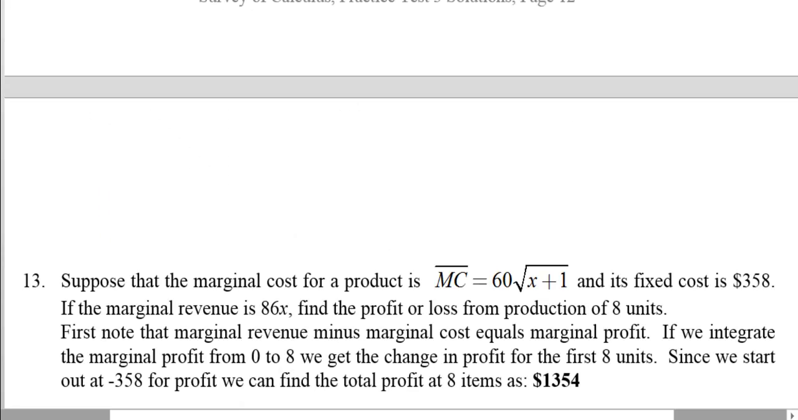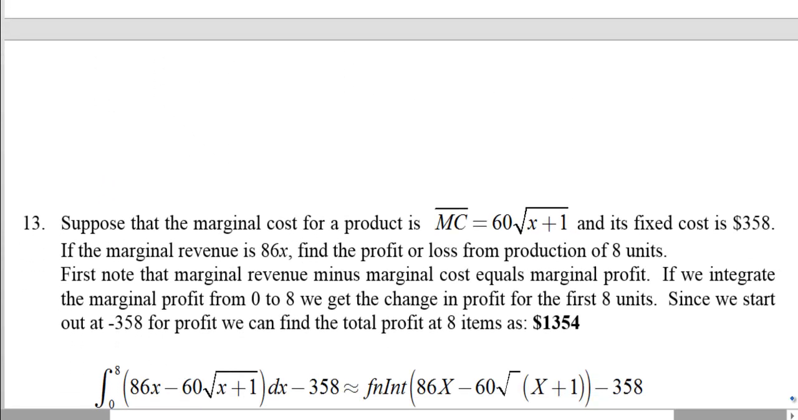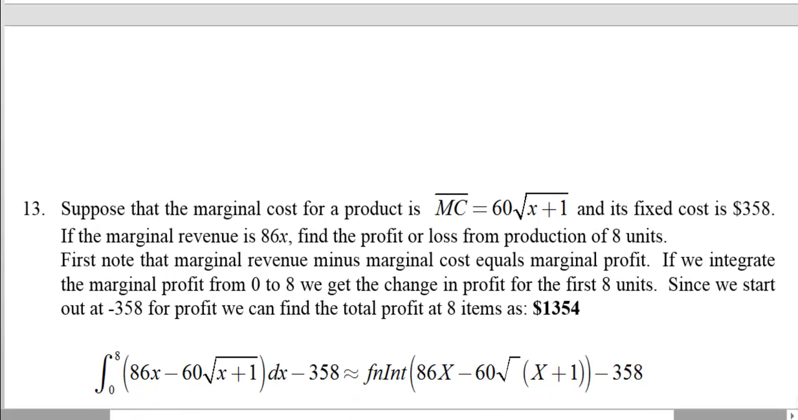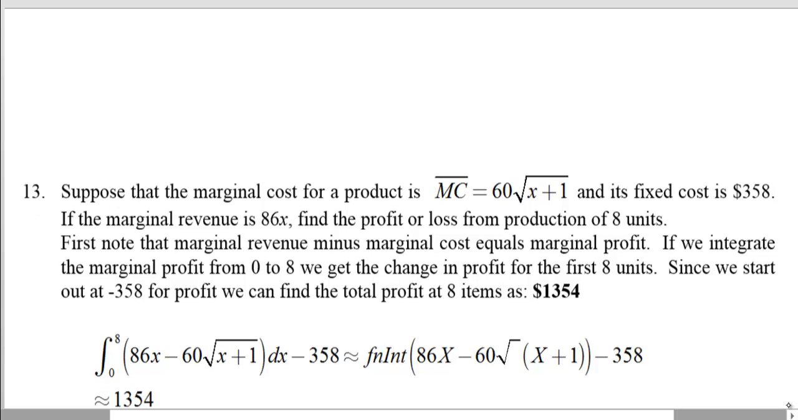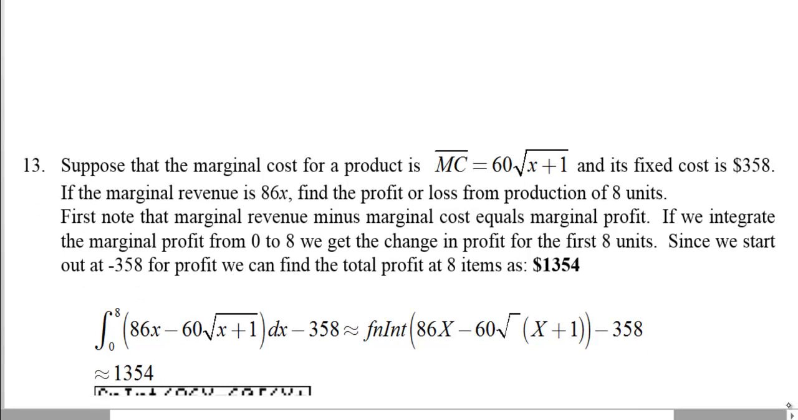And finally, one more problem. Suppose that the marginal cost for a product, which is C prime of x, we know, is 60 times the square root of x plus 1, and its fixed cost is $358, and the marginal revenue is 86x. Find the profit or loss from a production of 8 units. So we've got to reconstruct the profit function from the marginal cost and marginal revenue.